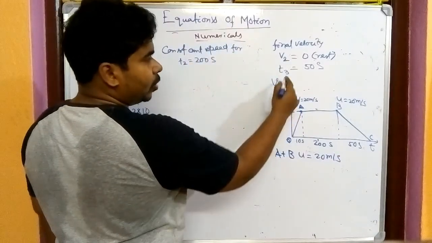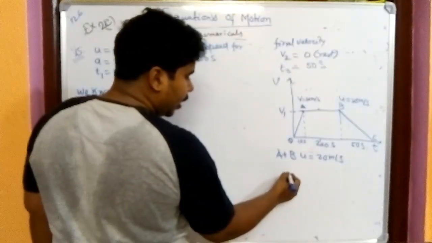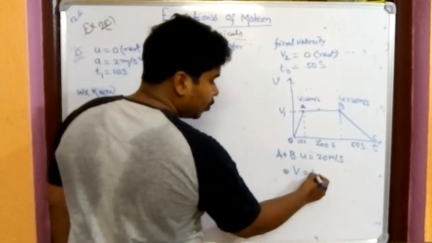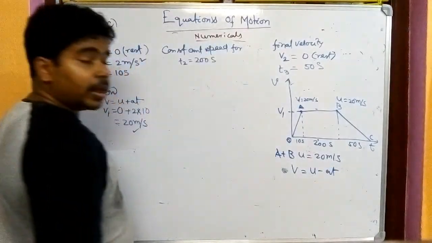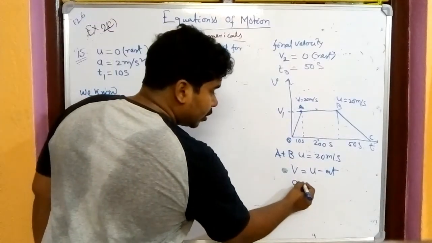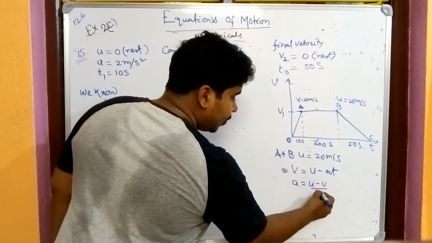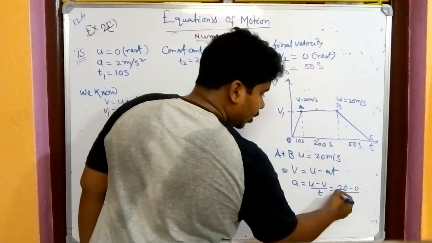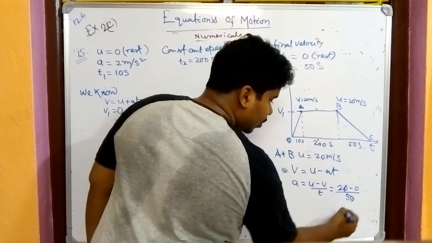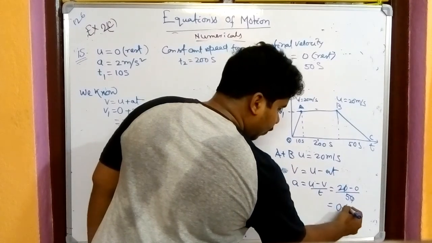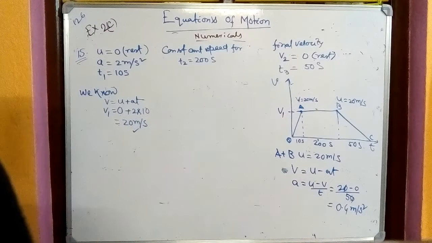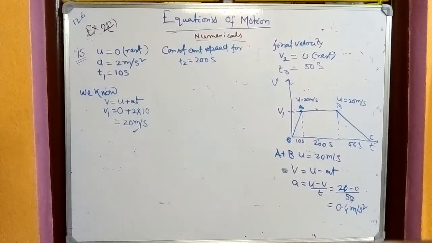Final velocity is 0, time is 50 seconds. So if I want to find the acceleration, it is retardation. So v equals u minus at for retarding motion. So a equals u minus v by t. Value of u equals 20, value of v equals 0, time equals 50. So 20 by 50, that is 2 by 5, so 0.4 meter per second square. That is the retardation, 0.4 meter per second square.